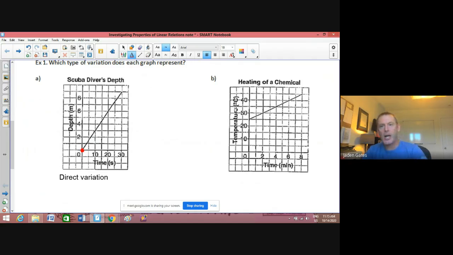All right, B, heating of a chemical. Again, you've got to be able to find point 0, 0. So we start here. There's our origin. We don't go left or right at all. We don't go up or down at all. There it is. Do we have a linear relation? Yes, we do. A nice straight line the entire time, but it does not go through our red dot, which then, of course, makes this partial variation.